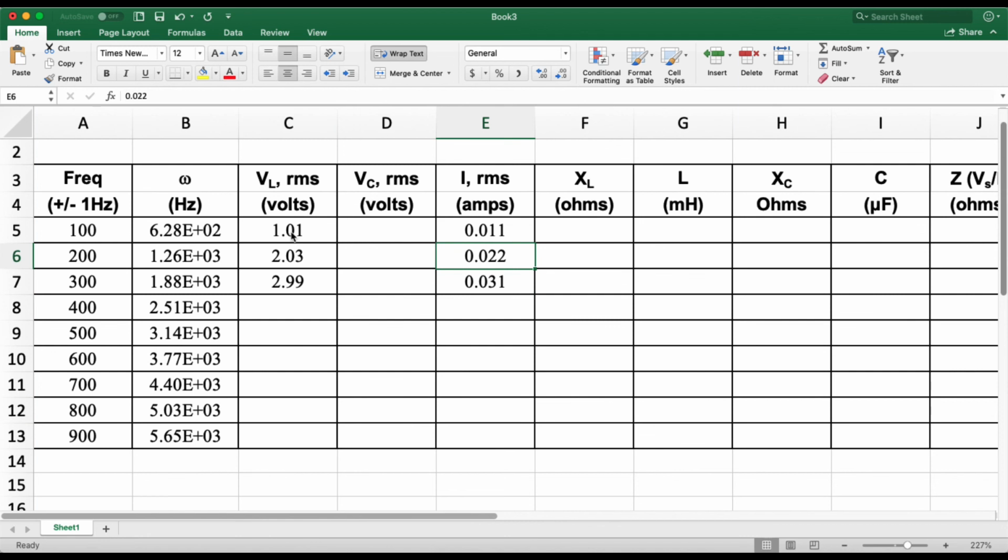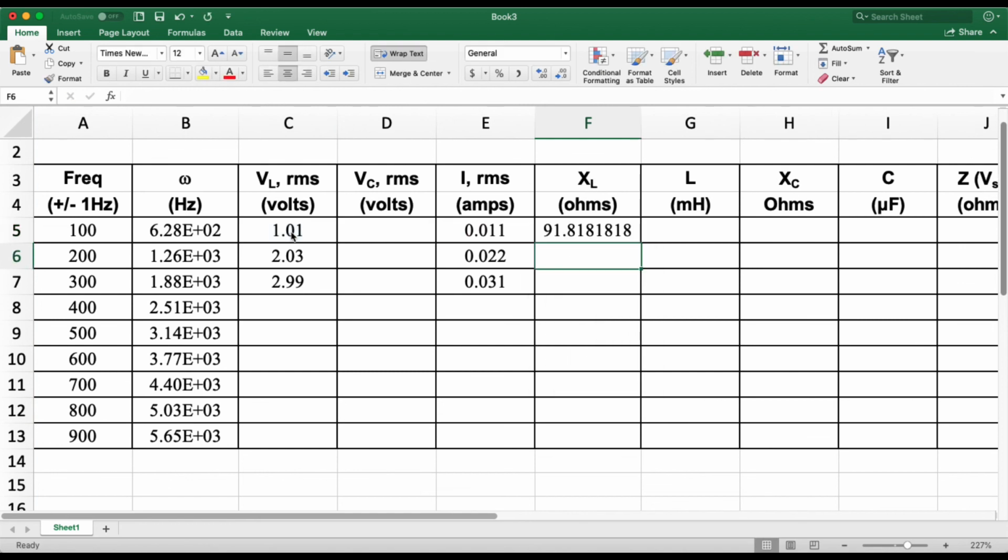And I want to calculate X sub L. X sub L is the voltage. I'm going to hit equal, and then I'm going to type cell C5, because that's the voltage across the inductor, divided by the current through the inductor, which is E5. It gives me the current. I'm sorry, the reactance. Sorry, I get that.